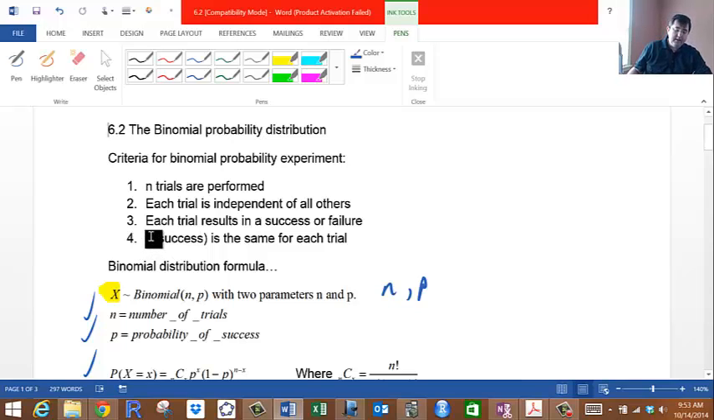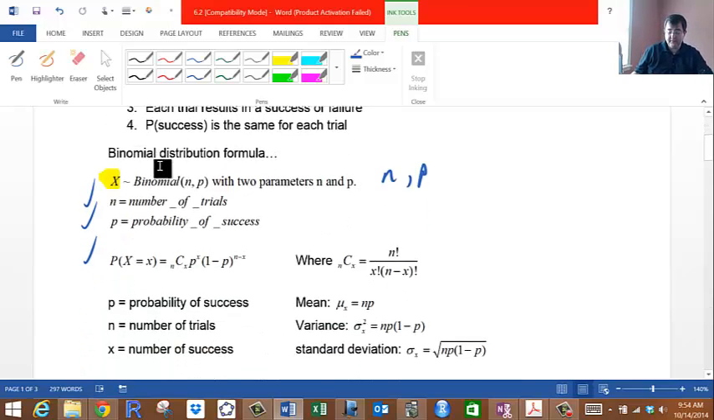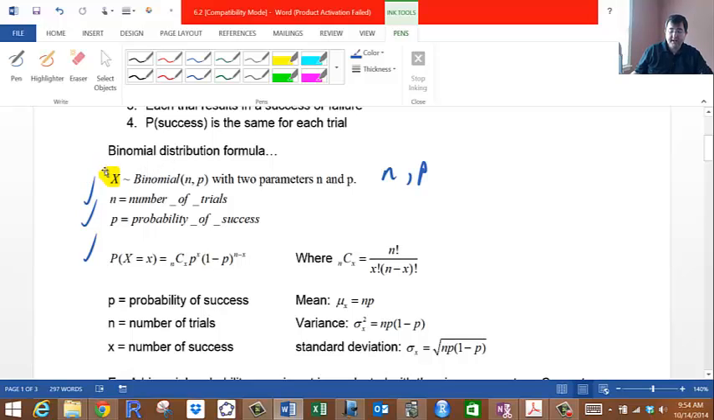And then the probability of success must be the same for every single trial. For the probability of getting heads, it would be a half. These four conditions must be met for something to follow a binomial distribution. And we say x follows a binomial distribution with two parameters, n and p. n is the number of trials, and p is the probability of success. You'll see those right here.